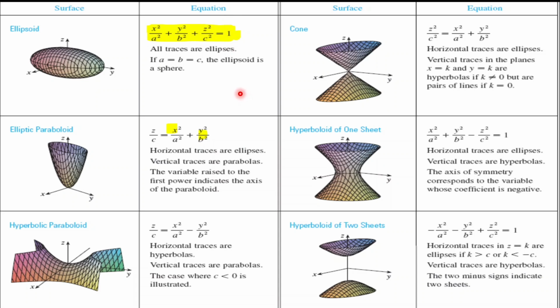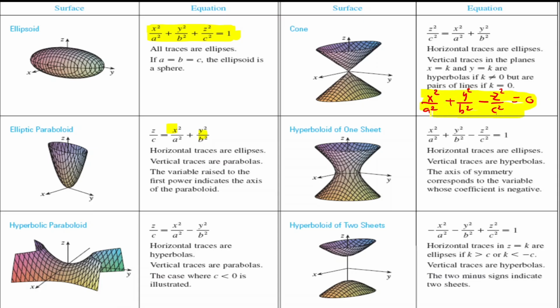Now, moving to the second type of equations, let's think about the cone. What do we have in the cone? I always prefer to put all variables on one side. It's easier to recognize the equation. So I rewrite this equation as x squared over a squared plus y squared over b squared minus z squared over c squared equals 0. So this is where we need to look at the equation. It's always good to have all variables on one side.